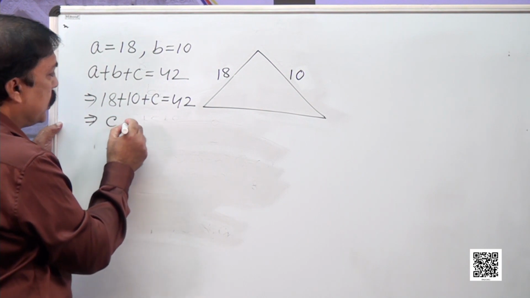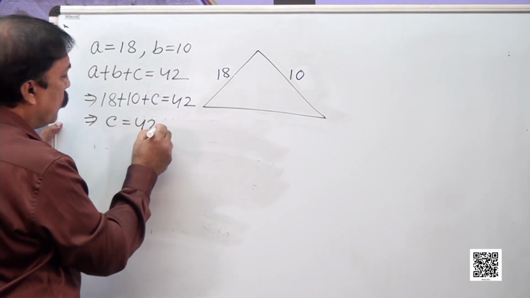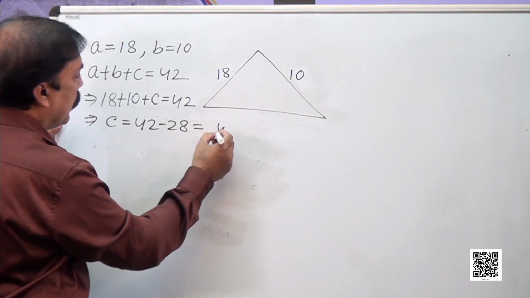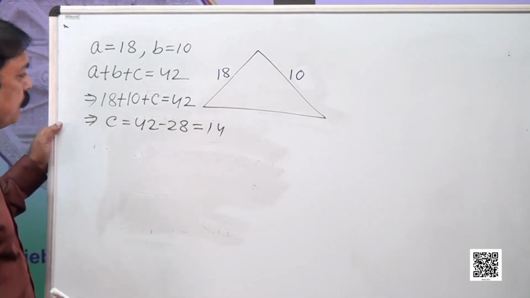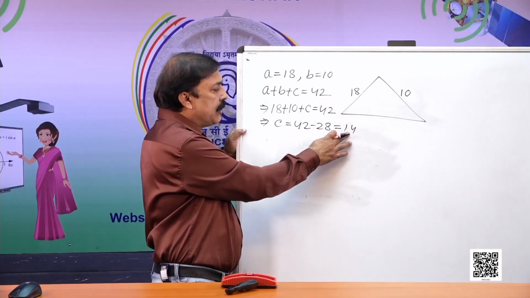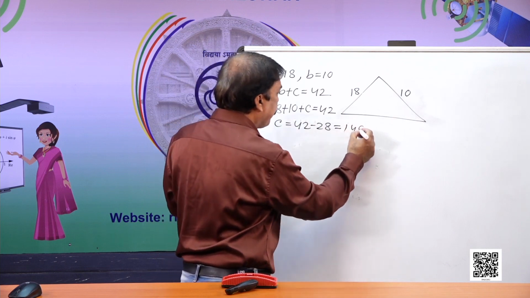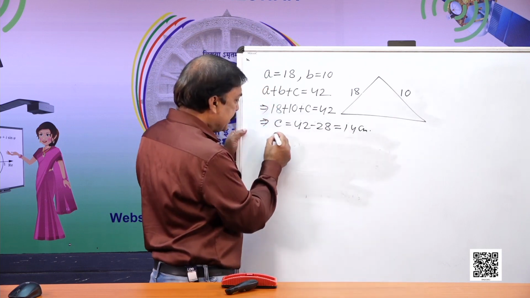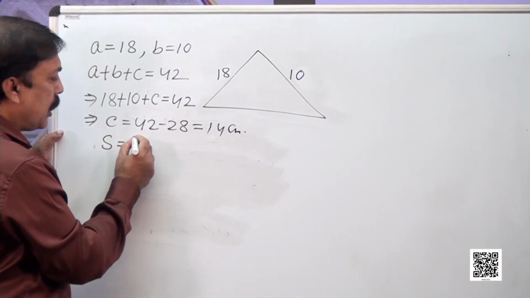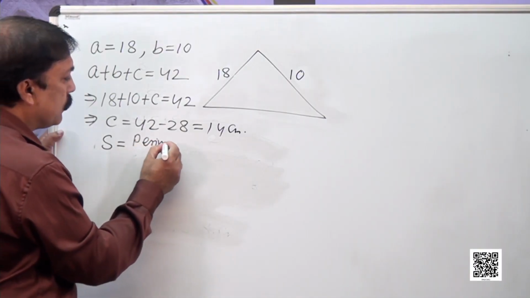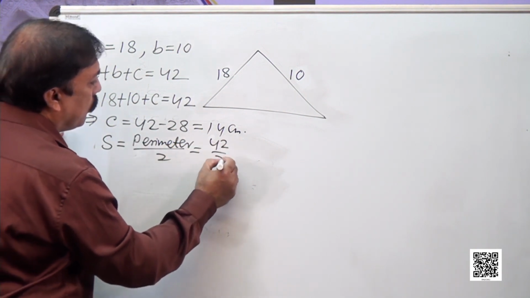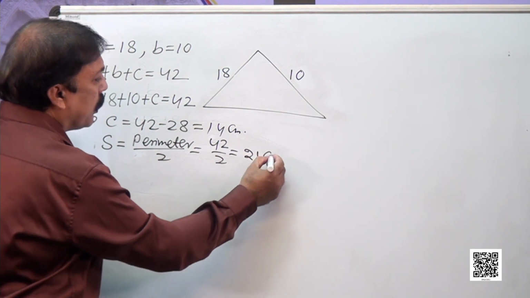That gives C equal to 42 minus 28, that gives 14. Now you see the third side is 14 centimeter. What is S? S is the semi perimeter, that means perimeter by 2, that is 42 by 2, that gives 21 centimeter.